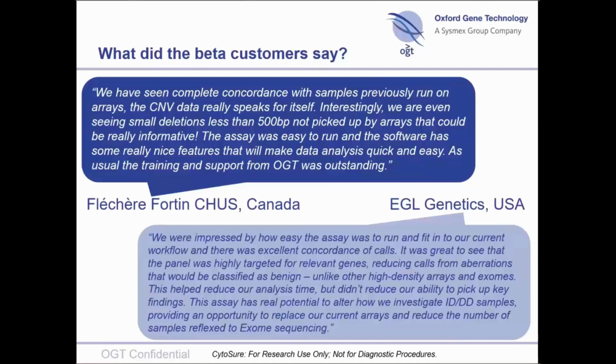So OGT, we're there for the customer. We want to partner with you. We want to help you with your analysis needs. And then EGL, Emory Genetics Laboratory in the US. Again, impressed by how easy the assay is to run. And then it's basically just the quality information that comes out of there as well.